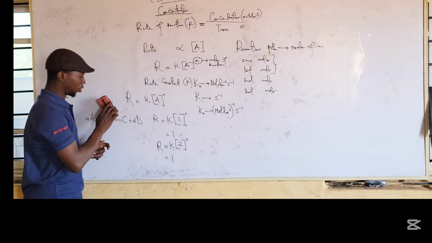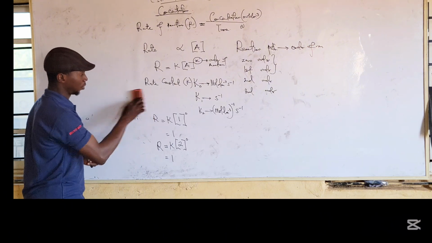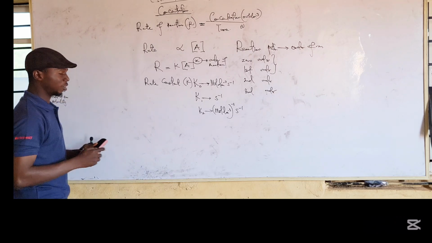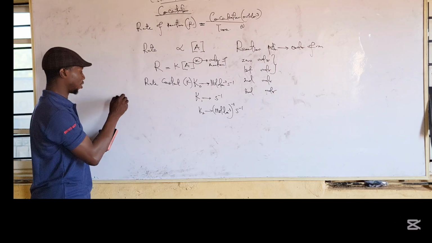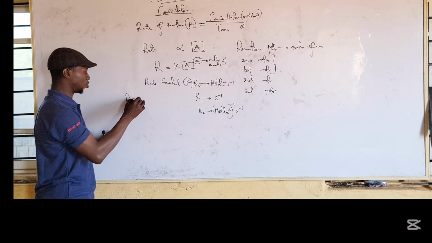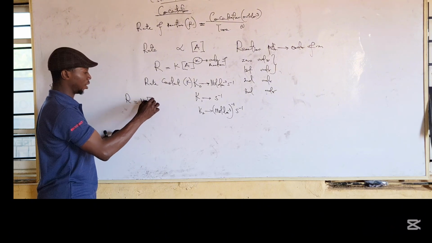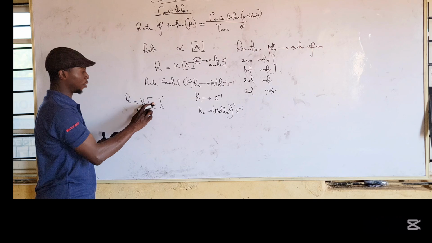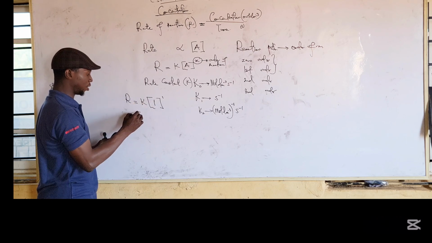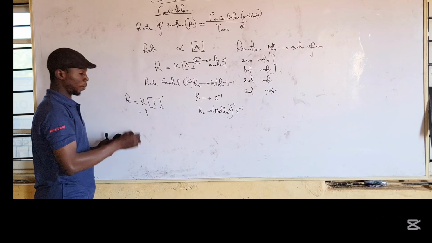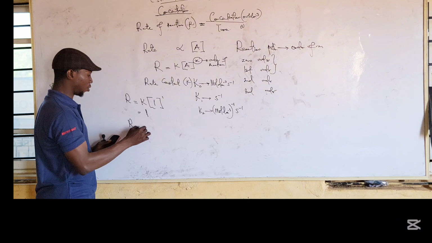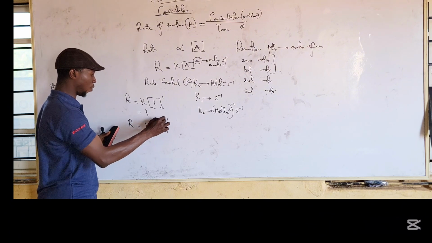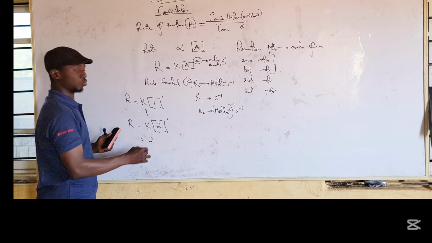Now, for a first order reaction, if the concentration is increased, what happens to the rate? That means we are going to have R equals K, let's use the same [A] raised to power 1. Now, if the concentration is 1, that means our answer will be 1. If the concentration is doubled, R equals K into 2, it is doubled now, raised to power 1. Our answer will be equal to 2.